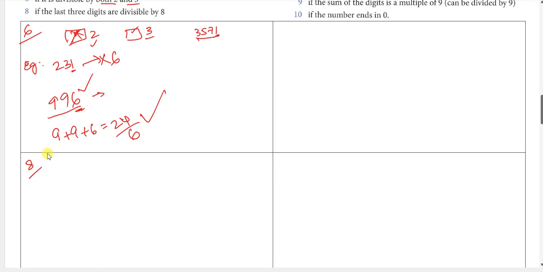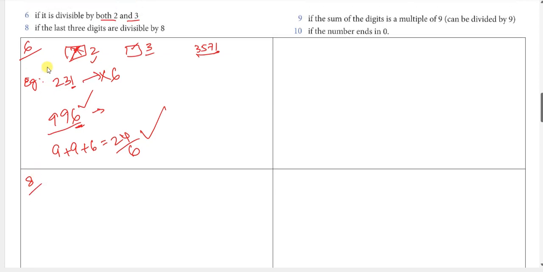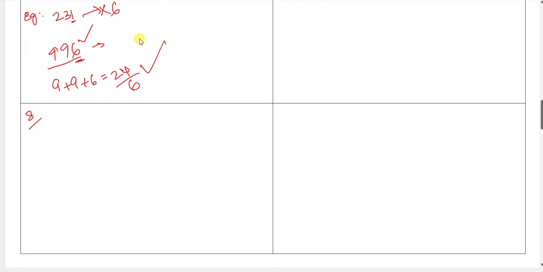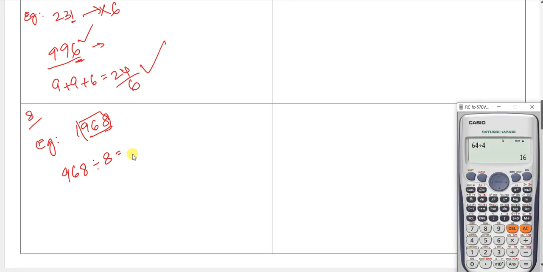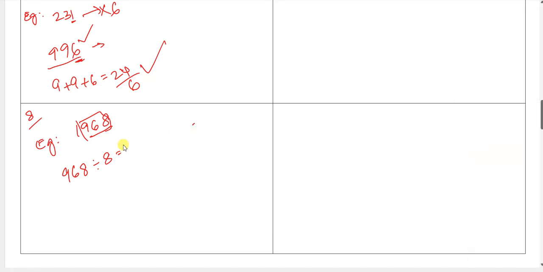Now let's see with number 8. If the last 3 digits are divisible by 8. Okay, so this one we have to check the last 3 digits. All right, so let's take an example, 1968. So we have to check 968, can we divide it by 8 or not? Okay, so we have 968 divided by 8. Yes, we have an answer which is 121.